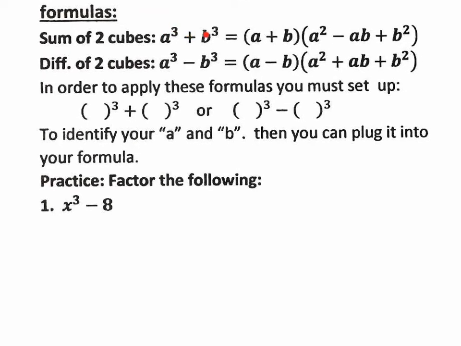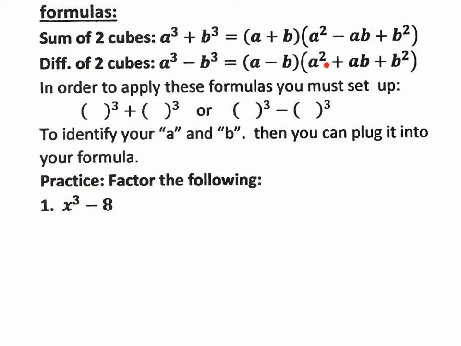A cubed plus b cubed equals a binomial times a trinomial. And again, the first binomial, doesn't matter which formula you're looking at, the first binomial will be the exact binomial that you started with without the powers. So this one's a plus b. Without the cubes, it says a plus b. Same thing here. The first binomial will be, without the cubes, a minus b. There it is, a minus b.